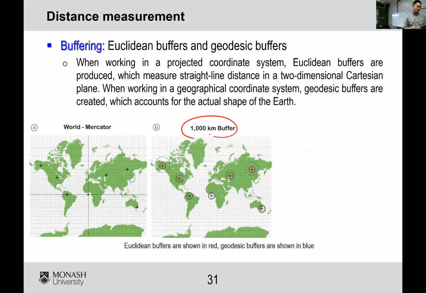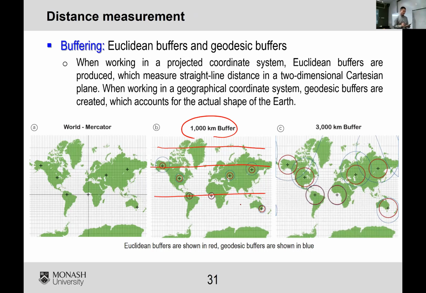So in this case, if we're creating a 1,000 kilometer buffer, the red ones are the Euclidean buffer or the planar buffer, and the blue ones are the geodesic buffer. You see how they look different? Basically because the length measurement in the high latitude is different from the low latitude. And it becomes more extreme if we increase the width of the buffer. And this can create some very interesting misunderstanding.